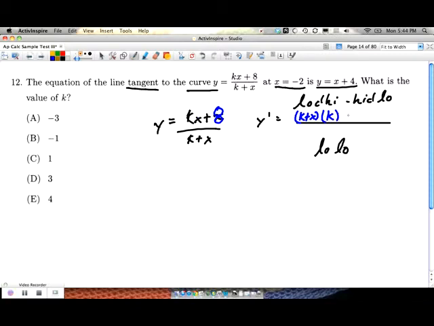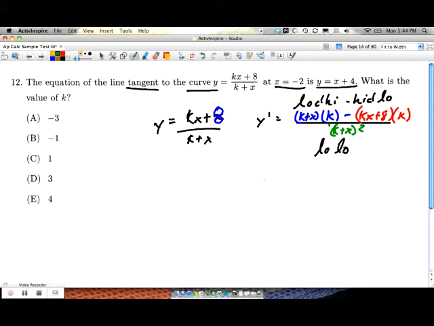Minus, let's do high d low. Well, that's kx plus 8 times k. Then on the bottom we're going to have k plus x, that's going to be squared. Clearly, I could probably simplify a bunch of this stuff because I got k plus x and k's and all kinds of stuff all over the place. Let's see what would happen.